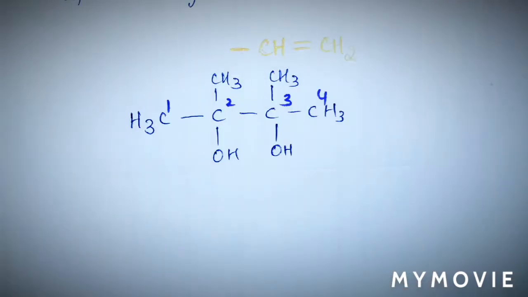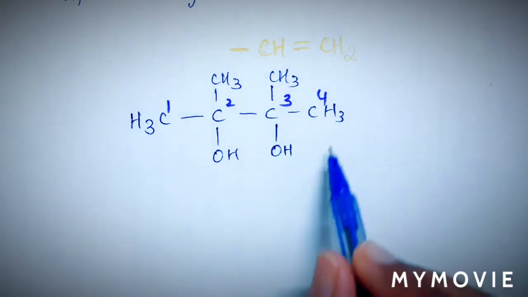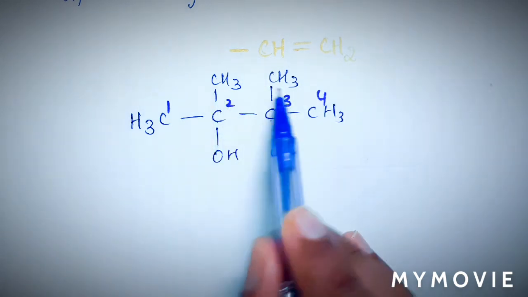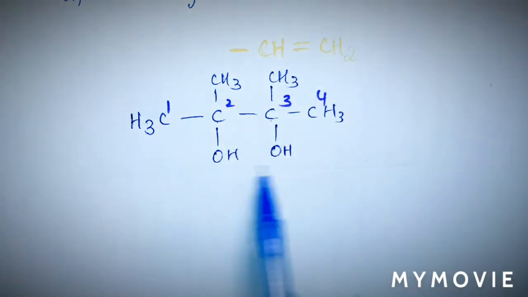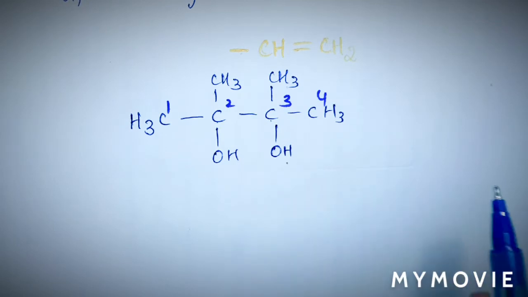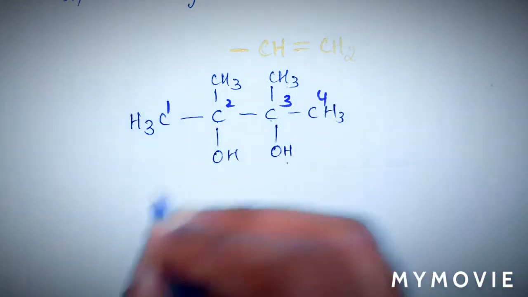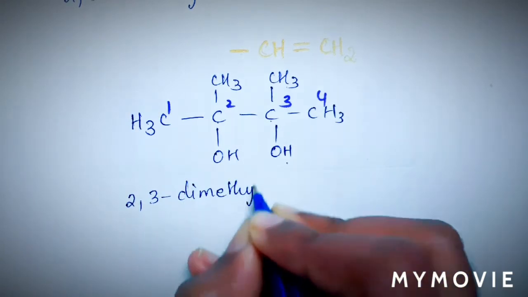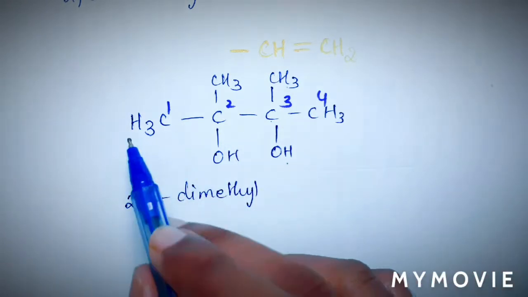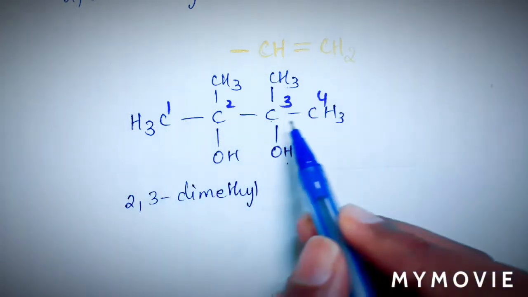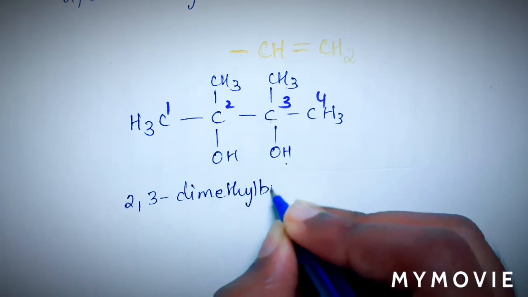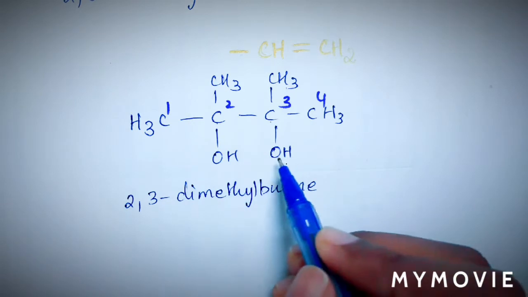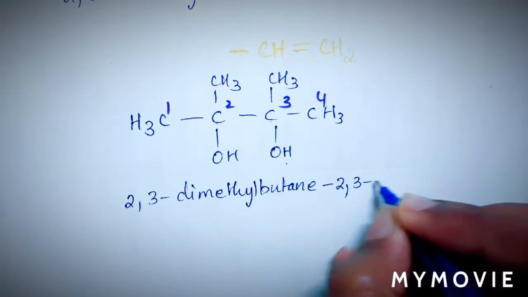Now I am going to name this compound. By looking at the compound, you can see that in the second and third position, there are 2 methyl groups and 2 hydroxy groups attached. So based on this, let's name this molecule. I'm writing 2,3-dimethyl because there are 2 methyl groups, and the parent carbon chain is butane because there are 4 carbon atoms. So butane. And again in the second and third position there are hydroxy groups. Again I'm going to write 2,3-diol.